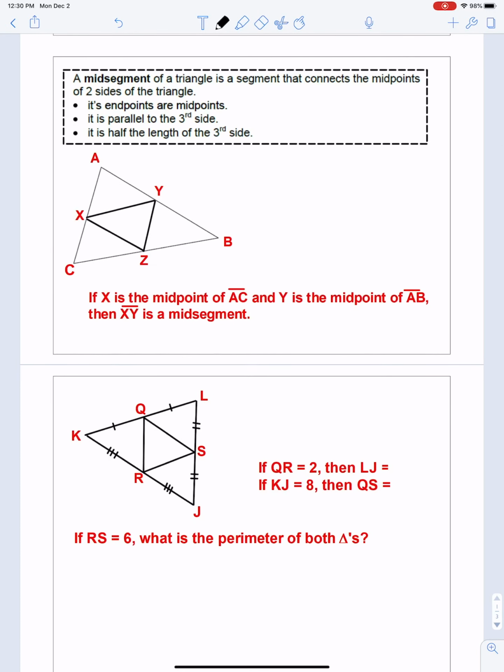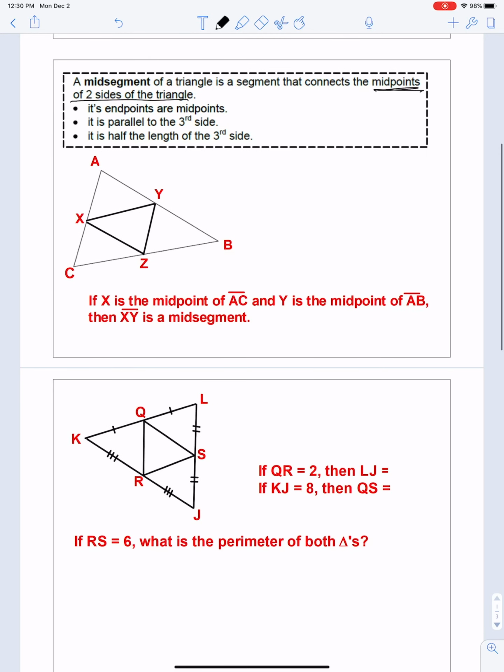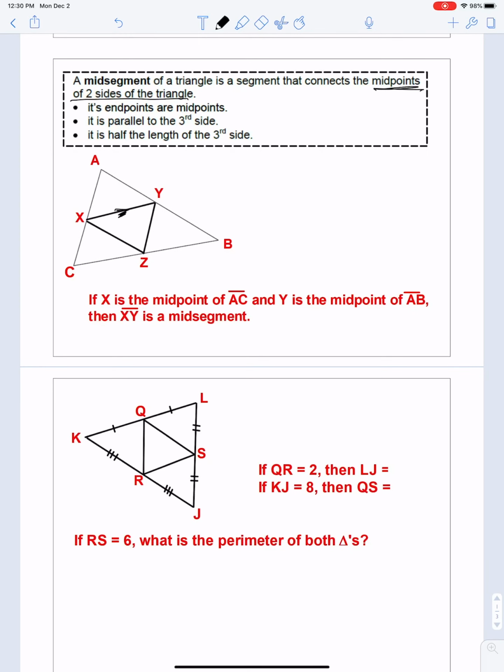The mid-segment of a triangle connects the midpoints of two sides of the triangle. So that's the important part. It's connecting midpoints. The endpoints are made up from midpoints. It's parallel to the third side. So for instance, I could say that this one is parallel to this one. And then it's half the length of the third side. So that's going to be one of our relationships.